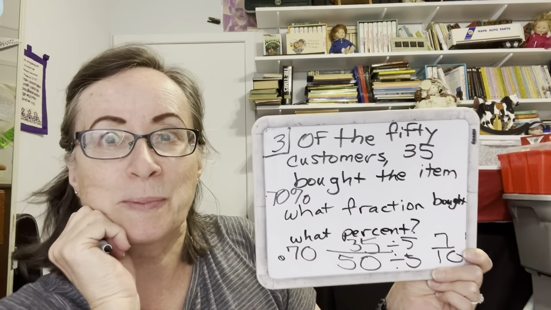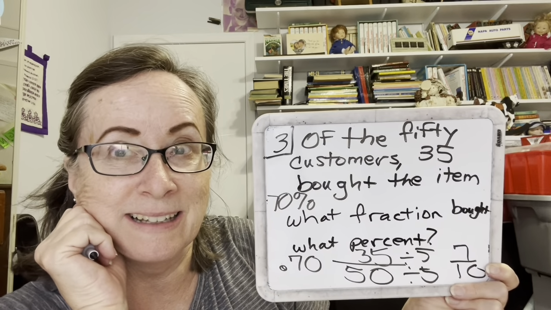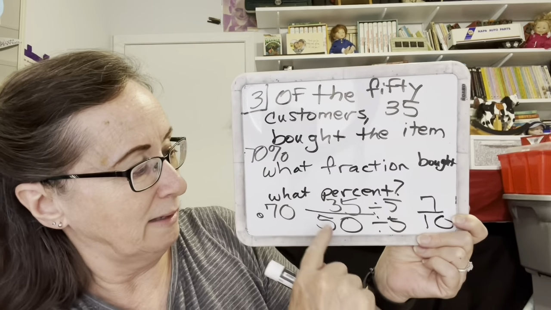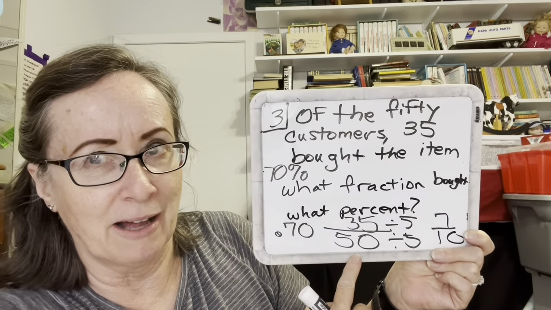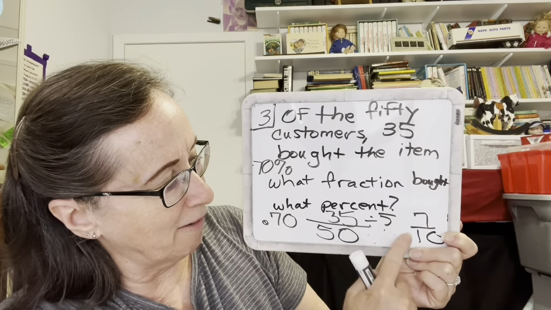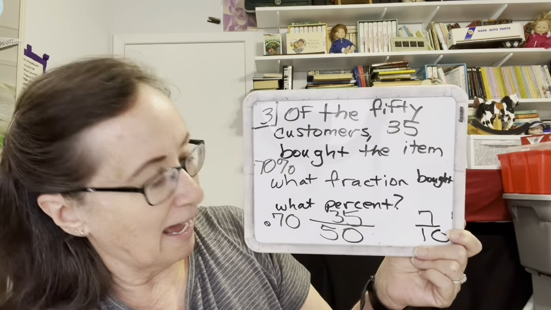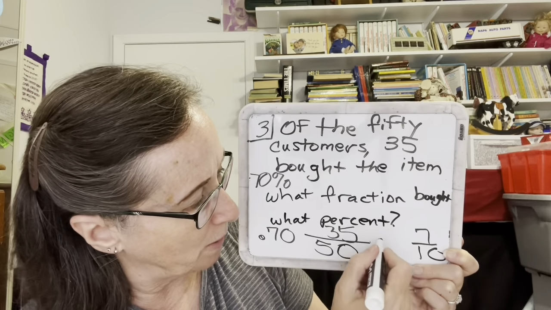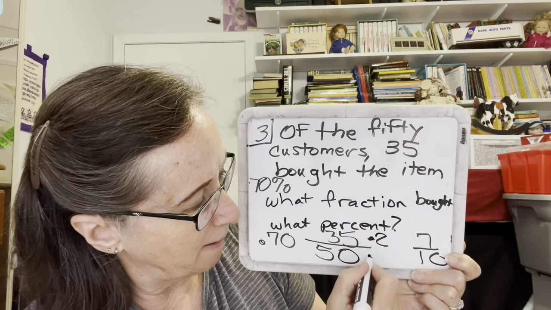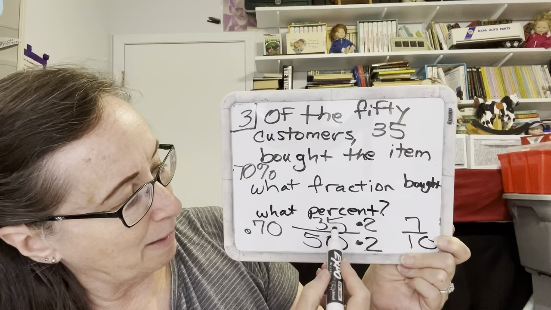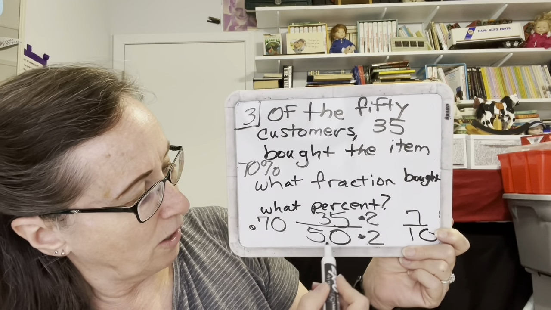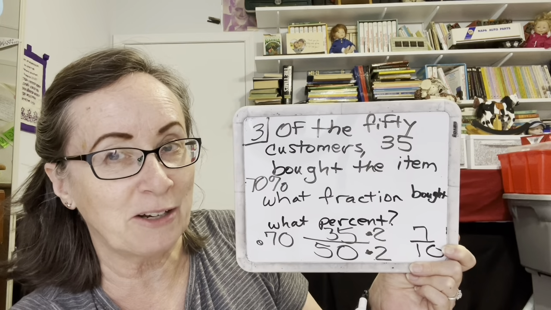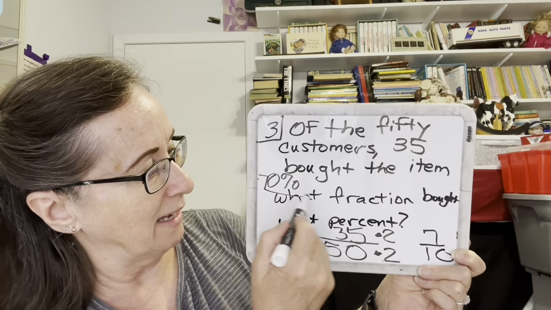All right, remember, percent means I'm going to get a 100 on the bottom. Here I've got 50 on the bottom. So what if I multiply my fraction by 2 on the top and 2 on the bottom? So times 2, times 2, and I'm going to get 70 over 100. And when I have 100 in the denominator, that's just 70%.